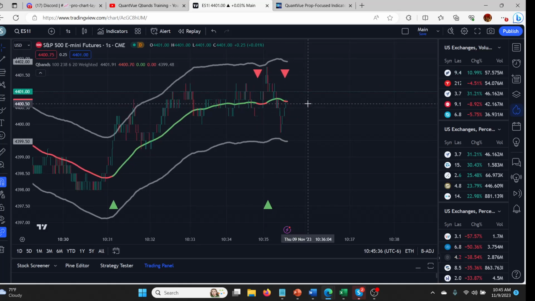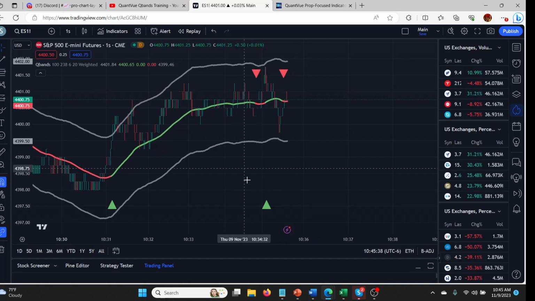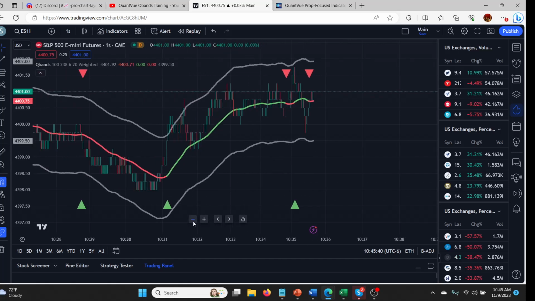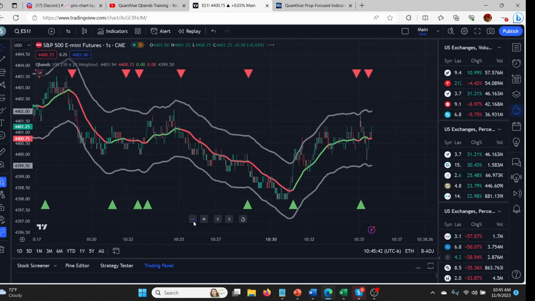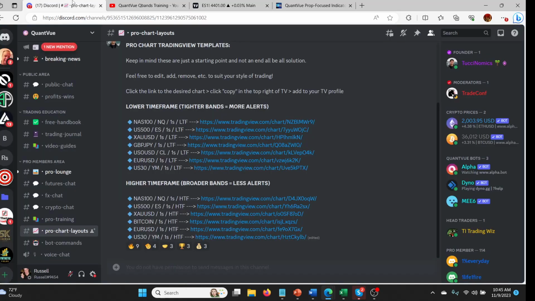Now, I'm not advocating people trade the 1 second at all. It's totally crackhead trading. But I noticed the guys in the QuantVue Discord, all their stuff is based on the 1 second charts. So you see 1 second, 1 second, 1 second. These are all great templates to look at as well. If you decide to take that free trial, it's in the description below.